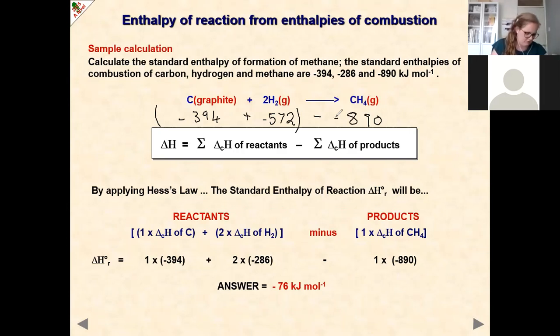So minus 394 plus minus 572 gives us minus 966. Minus 966, take away minus 890 will give us minus 76 kilojoules per mole. So another exothermic reaction using Hess's law.